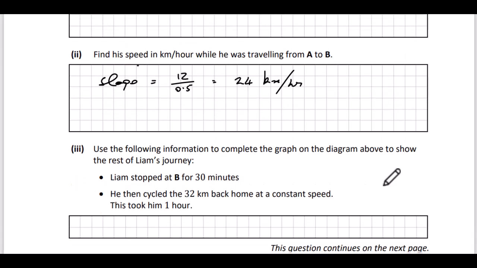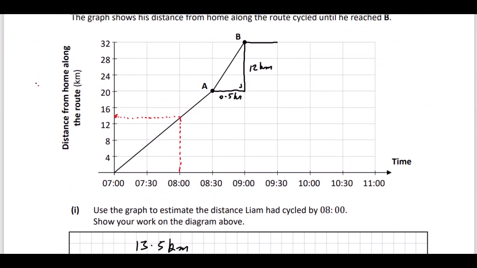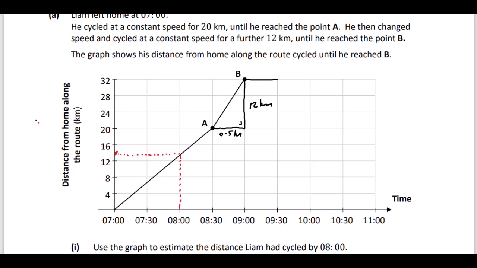And then the second part is Liam then cycled 32 kilometers back home at a constant speed. This took him 1 hour. So it's from 9:30 to 10:30. So you've got to just draw a straight line down here. Again, use a ruler, don't do this freehand like I'm doing. It's not quite a straight line, but it must be a straight line in the exam anyway. So that's really it for that part of the question. Let's have a look at part B.